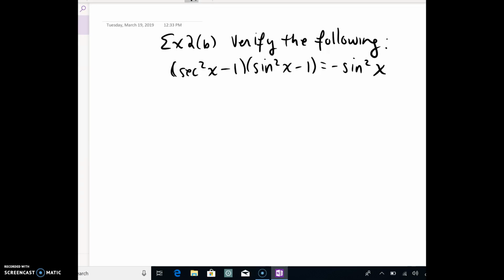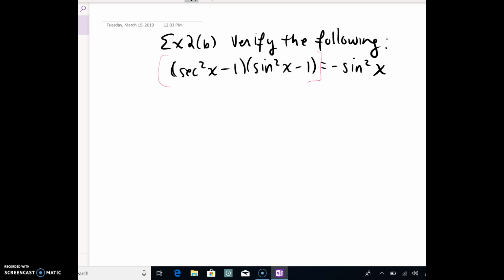For example 2, part B, we want to verify the following. Secant squared x minus 1 times sine squared x minus 1 is equal to negative sine squared x. And in regards to which side's more difficult, we just have a lot more going on on the left-hand side than we do on the right-hand side. So that's the side we're going to play with, and we're going to turn that side into the right-hand side.